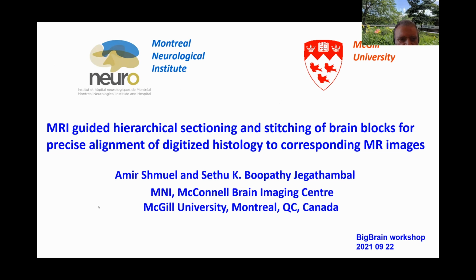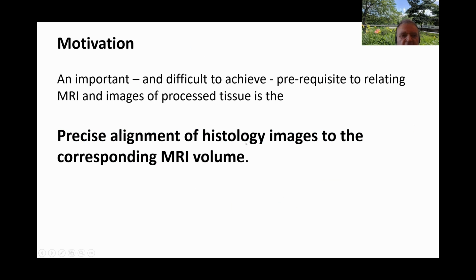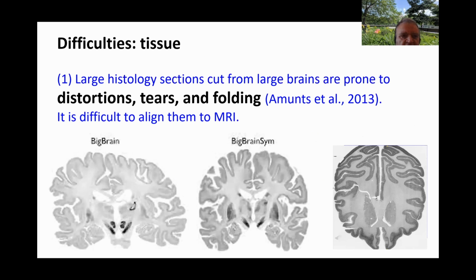I'll be speaking about MRI-guided hierarchical sectioning and stitching of brain blocks for precise alignment of digitized histology to corresponding MRI images. An important and difficult to achieve prerequisite to relating MRI and images of processed tissue is the precise alignment of histology images to the corresponding MRI images.